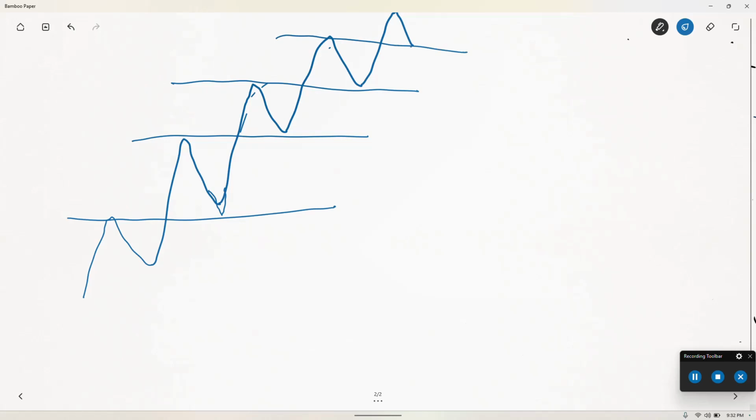So as price is here now, you look for any reversal pattern of candlestick. Once it gives you those reversal patterns, you enter the market for it to go up again, for it to give you another higher high. So this is a typical example of an uptrend.